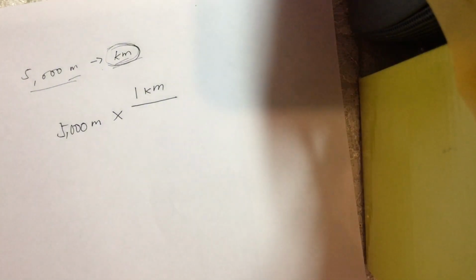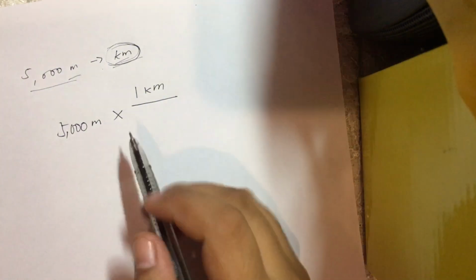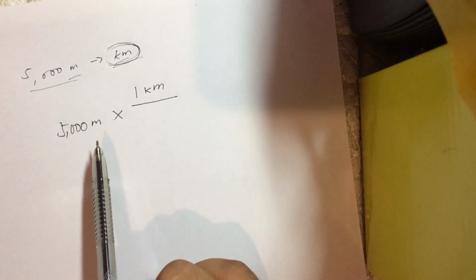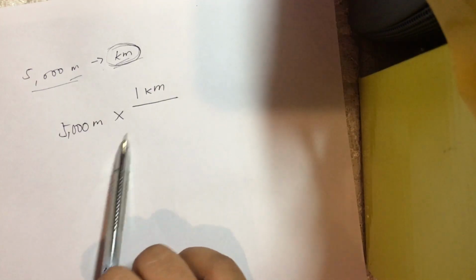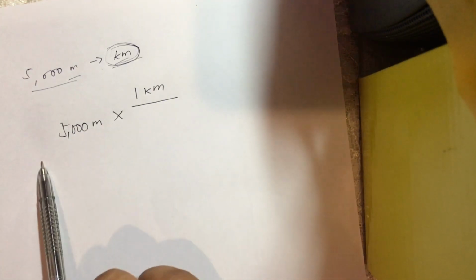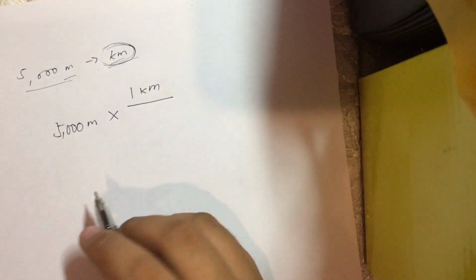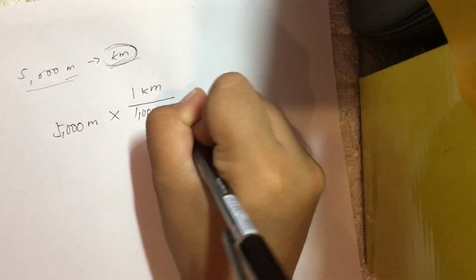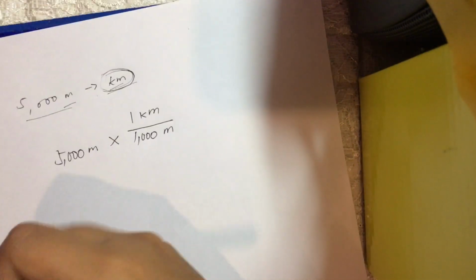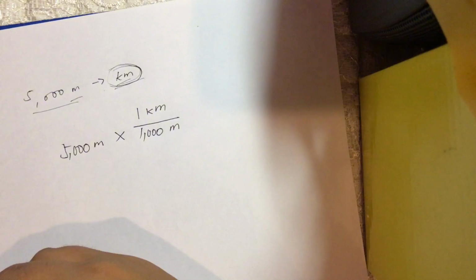Now, let's identify the conversion factor. So, what is the equivalent of 1 kilometer to meter? From the table that I have shown you earlier, class. Okay, very good. It is 1,000 meter. So, what will we do next, class? Sige. What will we do next?